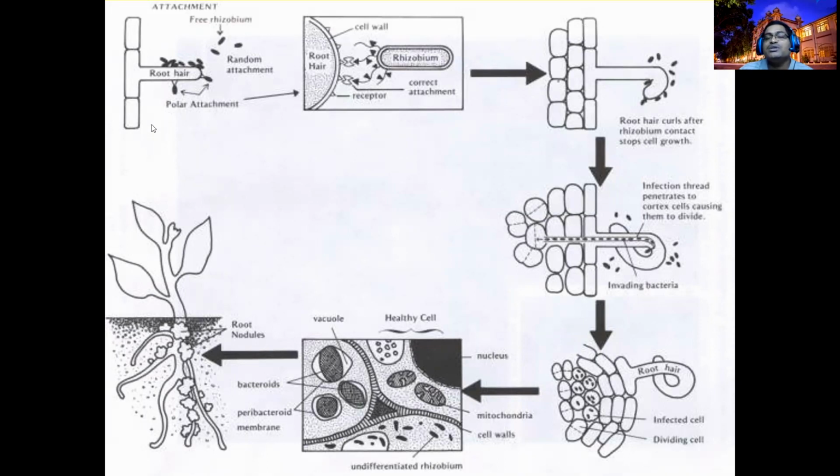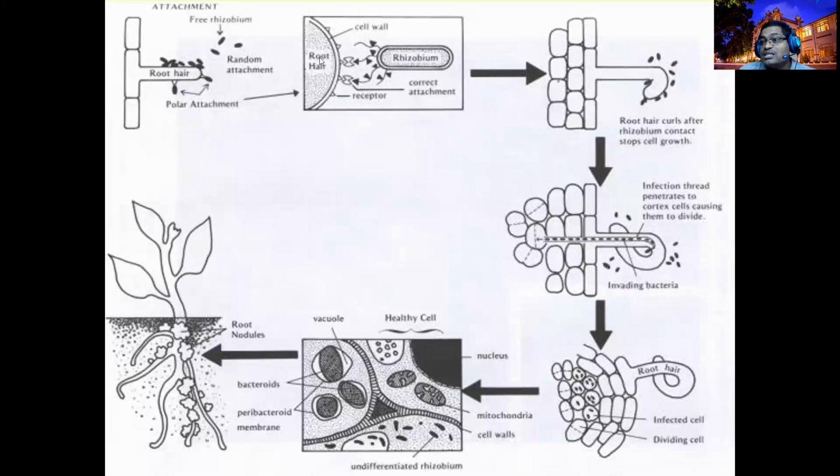These sugars may contain certain compounds, we call them flavonoids, riboflavin, maltose, sugars, anything there. This will attract the rhizobium bacteria present in the soil. These bacteria have flagella. This flagella will receive the signal through the chemosensory mechanism. They will receive the signals.